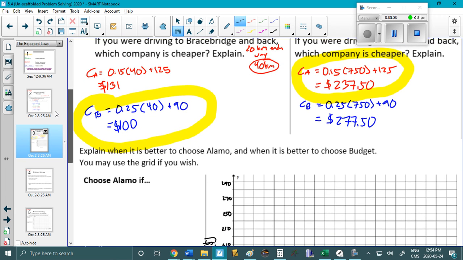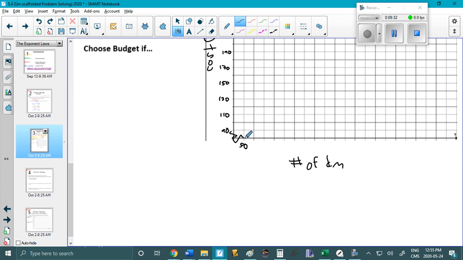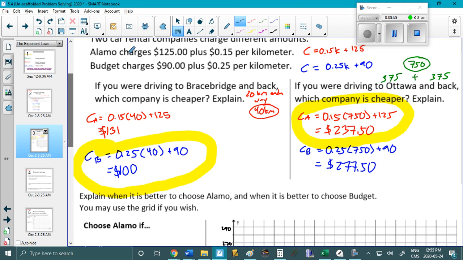Hopefully that'll do it. And now for the kilometers, let's go 50, and let's go 150, 250, 350, 450, 550, 650, 750, 850, 950, 1050. Okay, now let's plot some points.